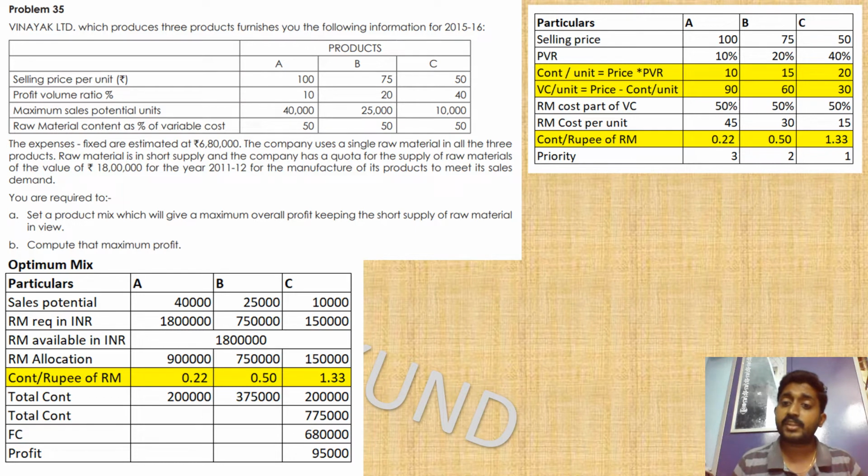calculate the profit for the proposed mix. What is the sales mix you are proposing? For that you will calculate the profit. But here kg detail is not given at all. So per rupee of raw material has to be found. This is a very unique problem, guys. Okay, so let's move on to the next problem.